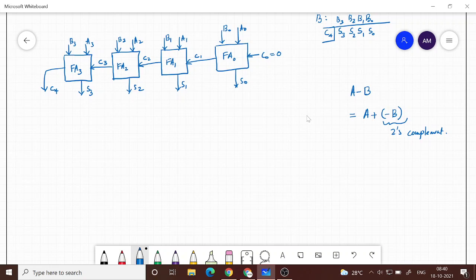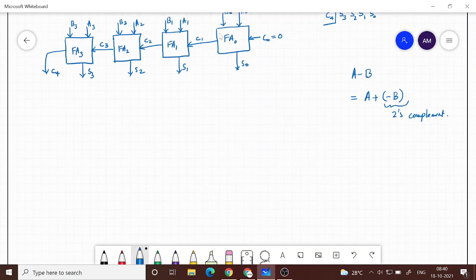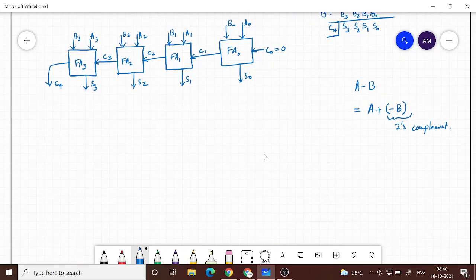So how can we do that here? Okay, if at all we have to perform A minus B, how can we make use of the adder circuit, because you are basically adding A plus minus B. The adder circuit can do this addition of A plus minus B, provided the minus B is available in 2's complement form. Okay, so in order to make minus B possible, what we do is each bit of B can be complemented.